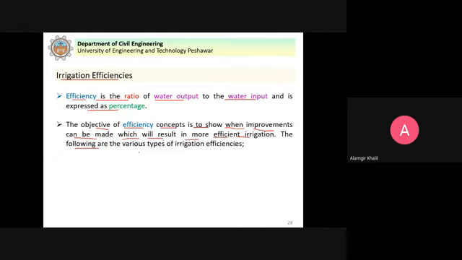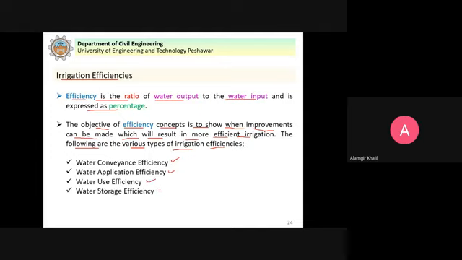The following are the various types of irrigation efficiencies. So we have the water conveyance efficiency, water application efficiency, water use efficiency, water storage efficiency, and water distribution efficiency.